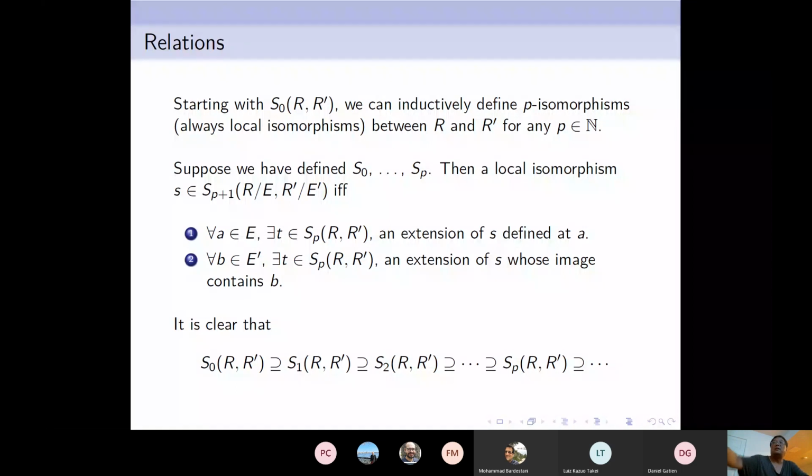This one and two are the actual requirements, that there is an extension. Okay, now I understand. It belongs to S0, but it satisfies more requirements. So that's why we have this kind of containment.